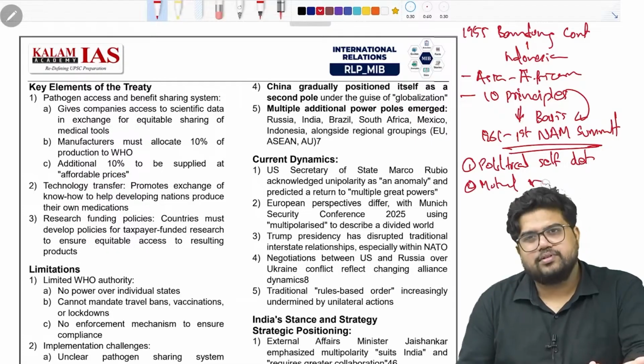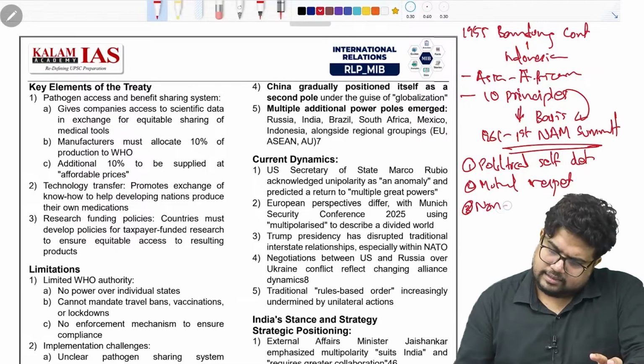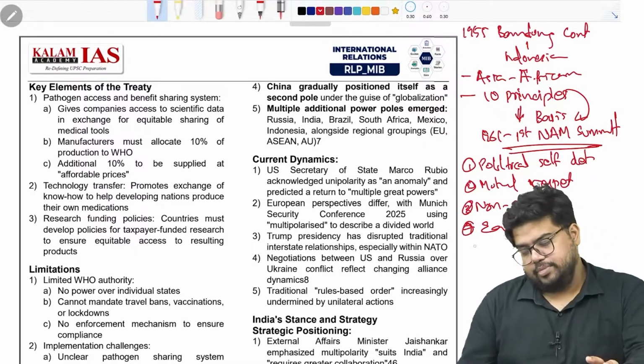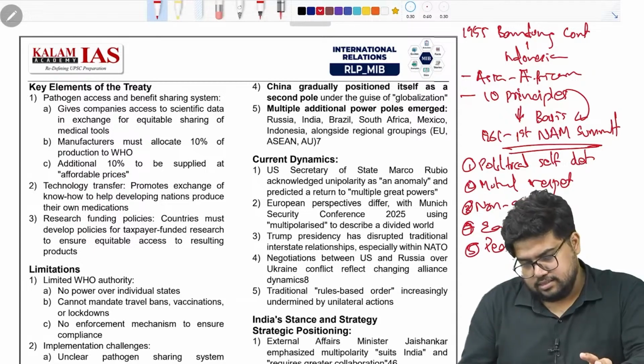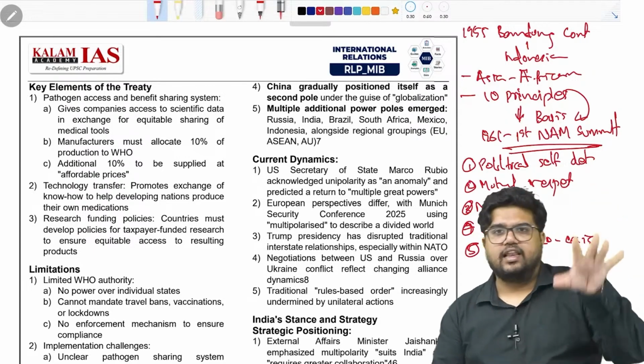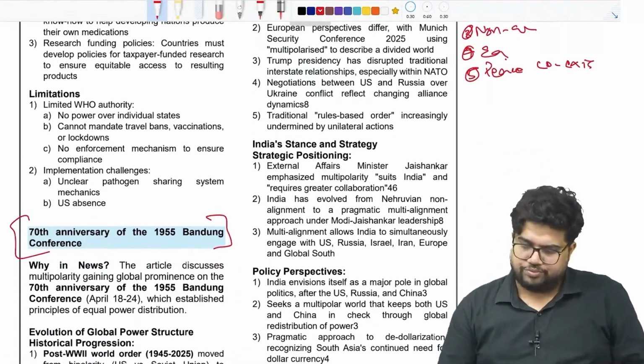You don't need to read all the 10, but this is the overall direction. Non-aggression, equality, peaceful coexistence. So these are the 10 principles that came out of this Bandung conference.